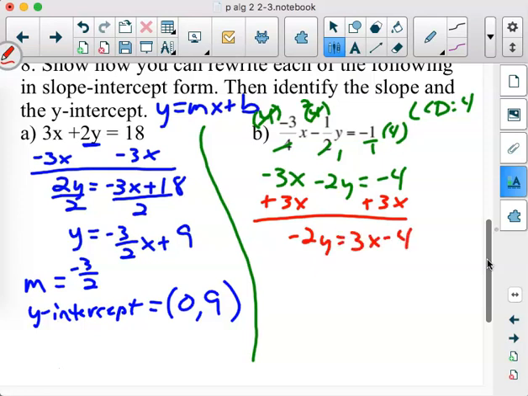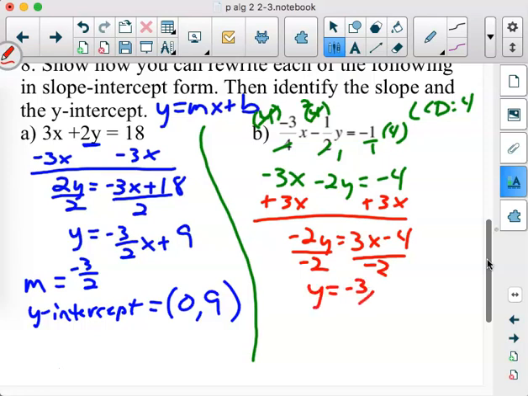And I want to keep that x term in front because I want it to say y equals mx plus b. Jackson, what should we do after we've moved that 3x over? Yes, that's what we do. Divide everything by negative 2.